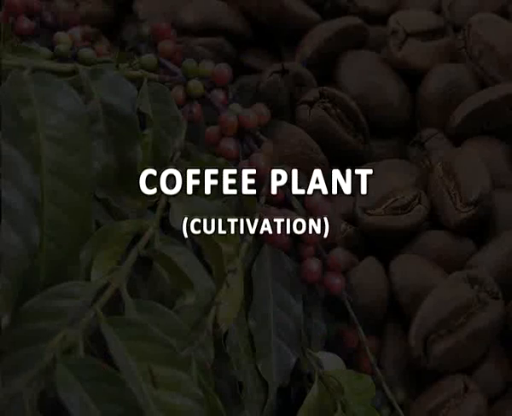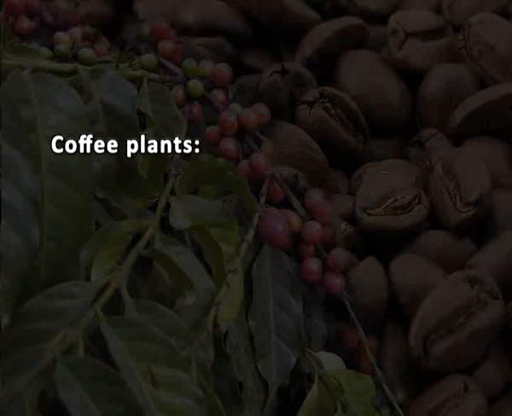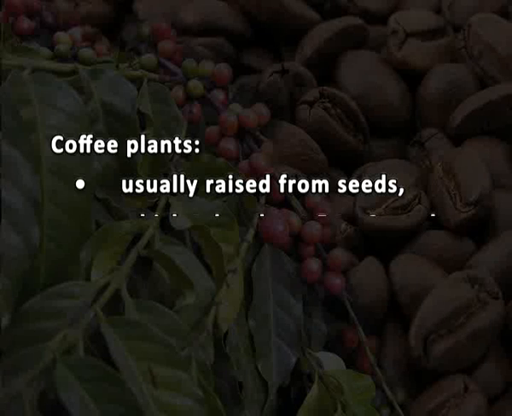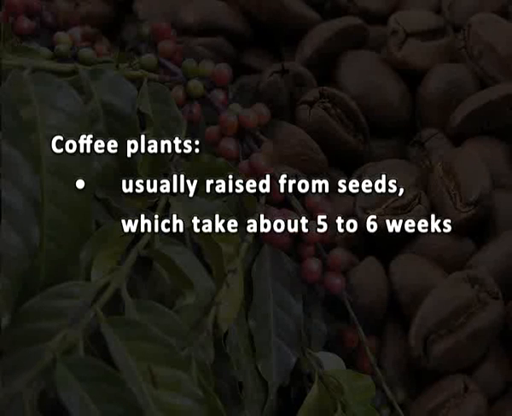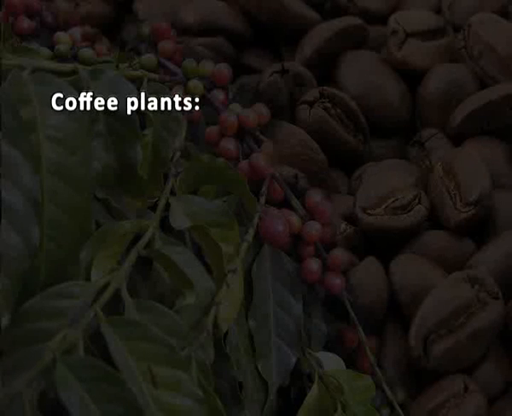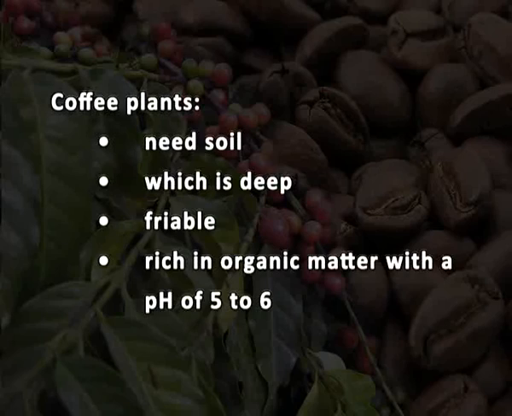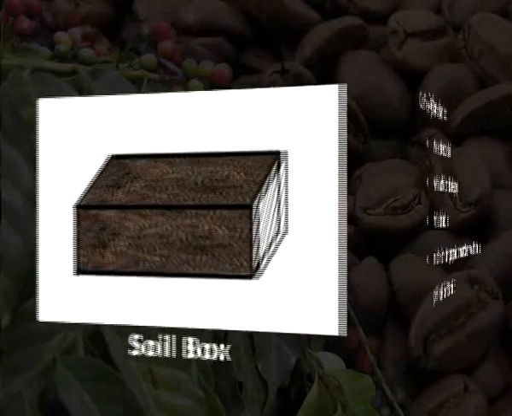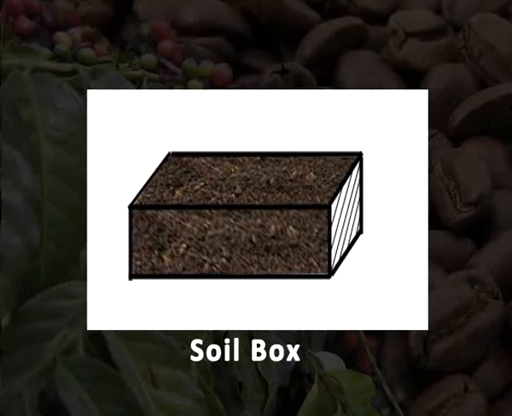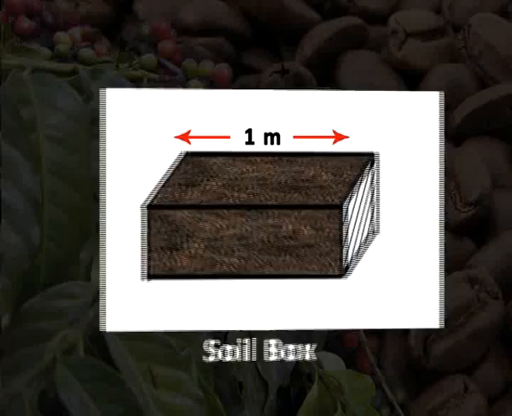Now, dear students, we will talk about coffee plant cultivation. Coffee plants are usually raised from seeds which take about 5 to 6 weeks to germinate. It needs soil which is deep, fertile and rich in organic matter with a pH of 5 to 6. For sowing the coffee seeds, germination beds of about 1 meter width and of convenient length raised to a height of 15 cm from the ground level are prepared.